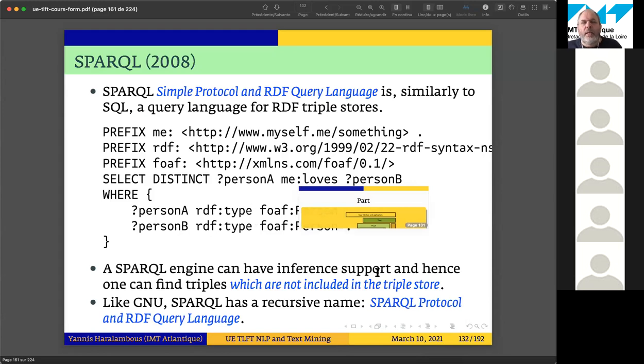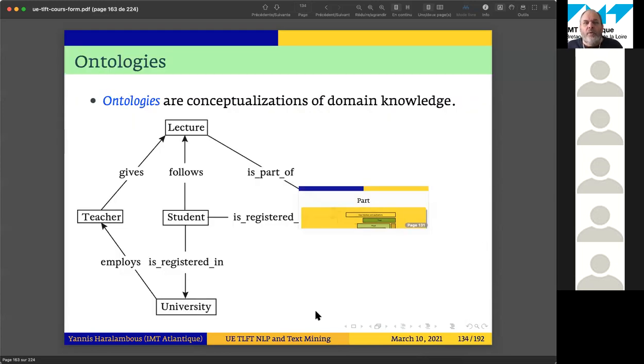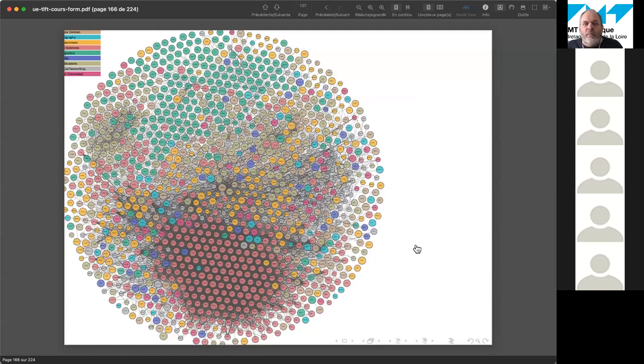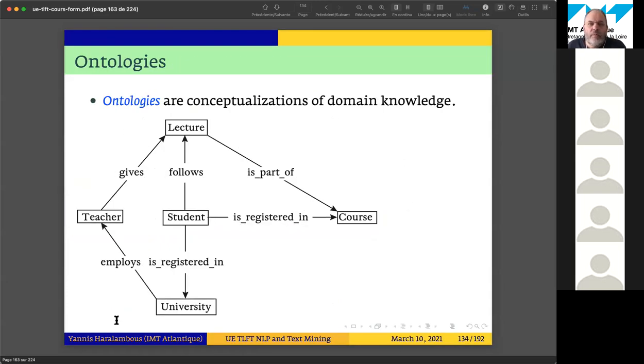And then you have SPARQL as a query language for triples. And you have ontologies that combine triples in a graph structure and have many more ingredients. And then on the web, you have thousands of ontologies you can use. Now, how do we use ontologies? We did a lab on this. The idea is that ontologies contain concepts and relations. And this is very easy to visualize. You have a graph where concepts are nodes and relations are edges.